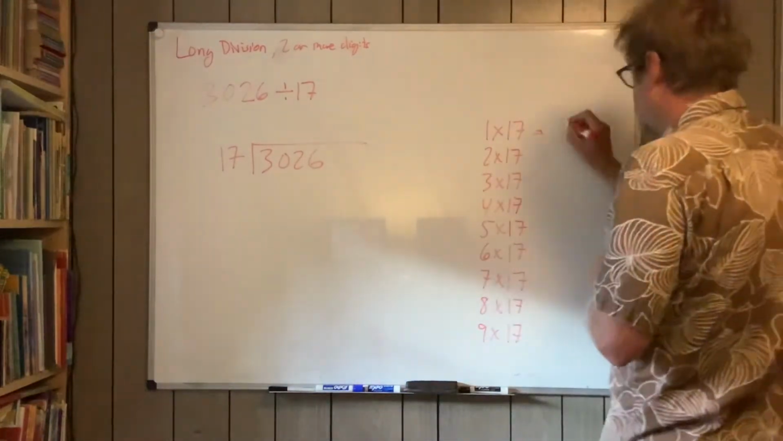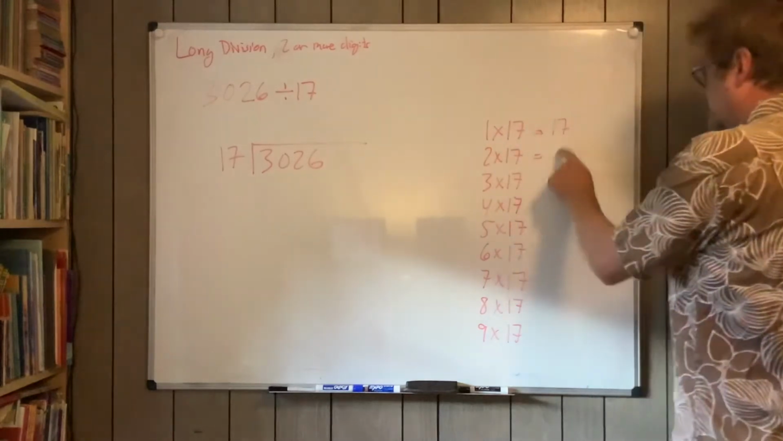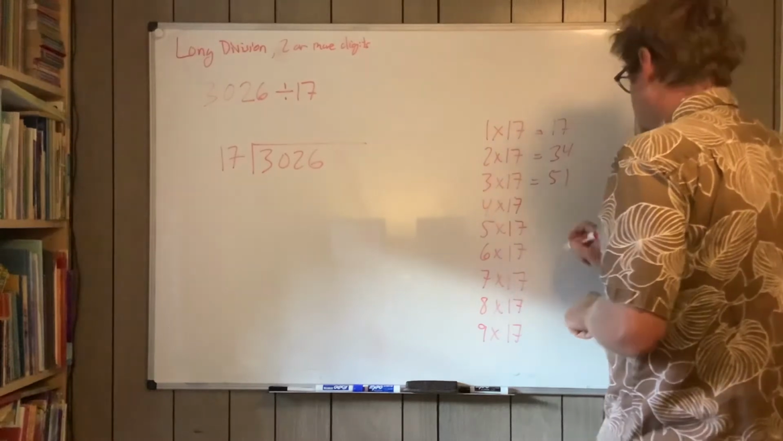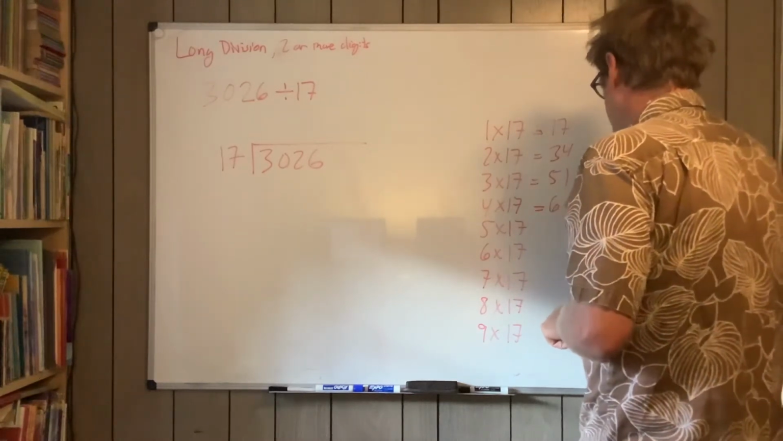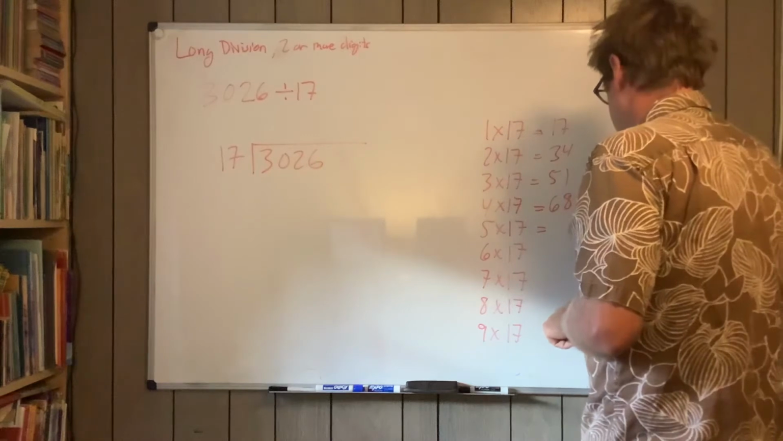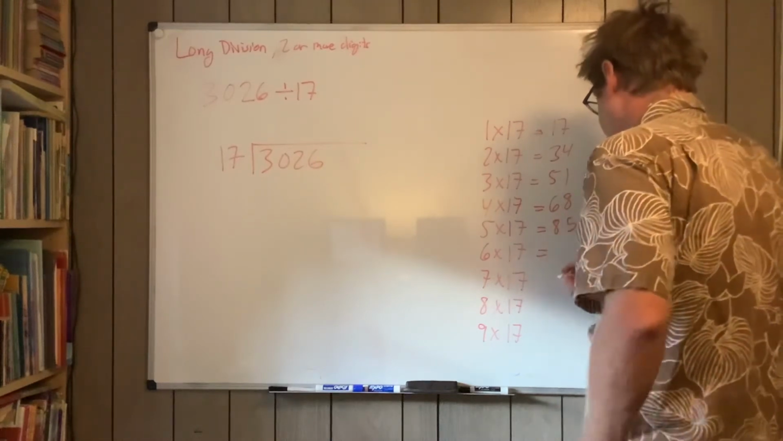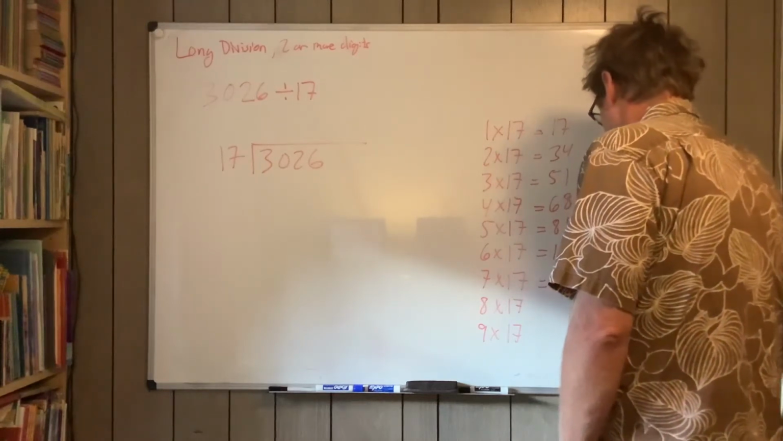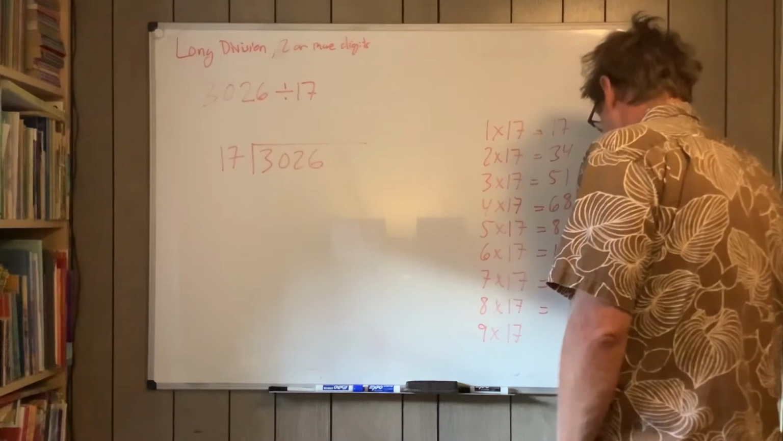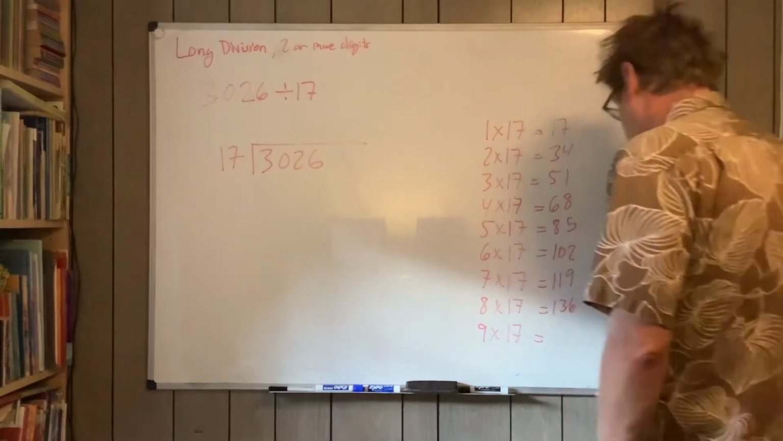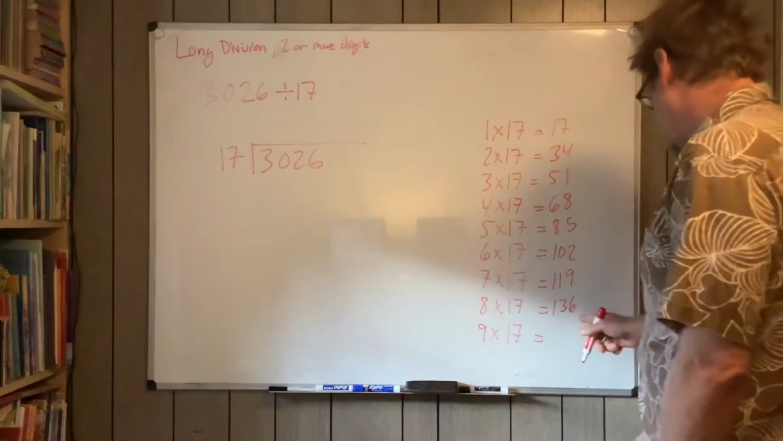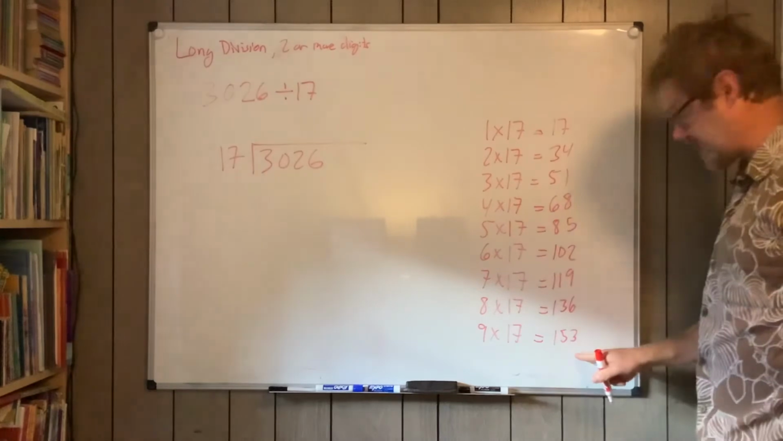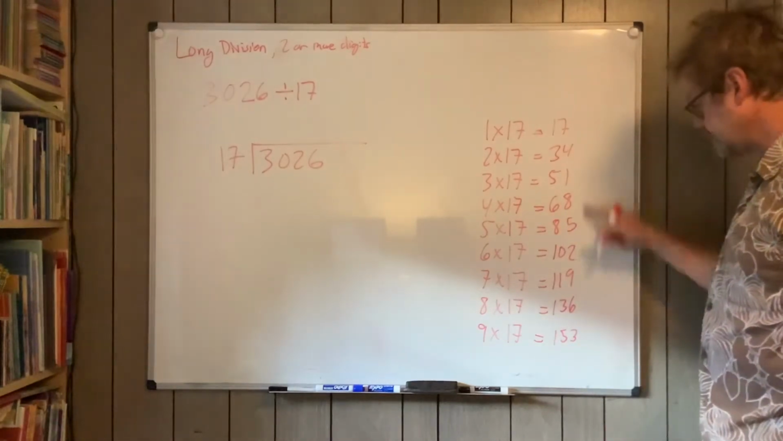And again, the easiest way to do this is just some skip counting. So 17 plus itself, 34, plus itself again, 51, plus itself again, 68, 85, 102, 119, 136, 153, and another 17, 170, so that checks out. So that looks good.